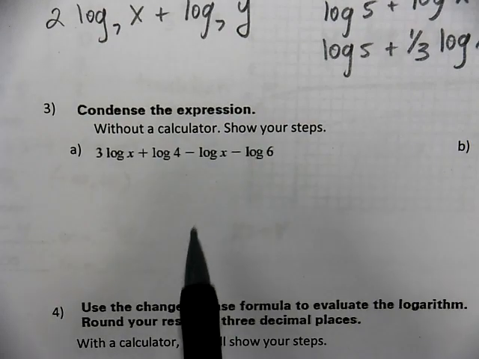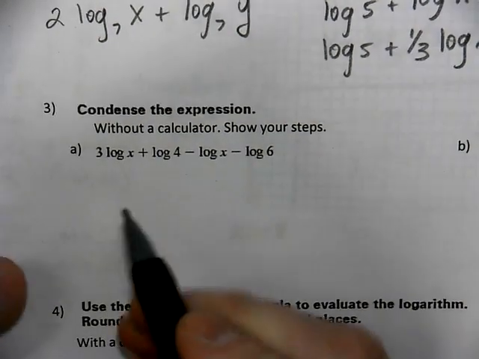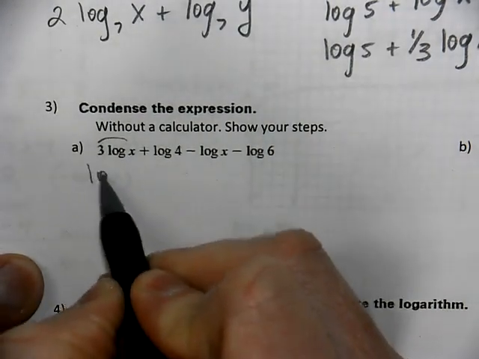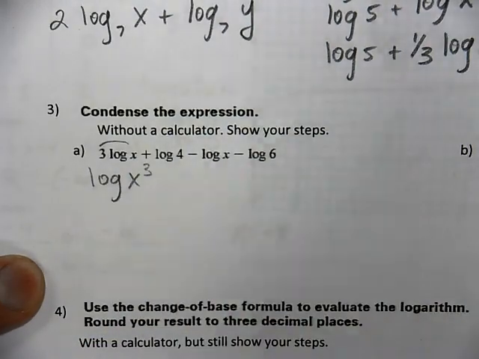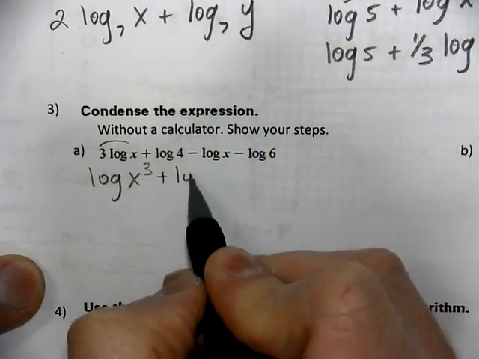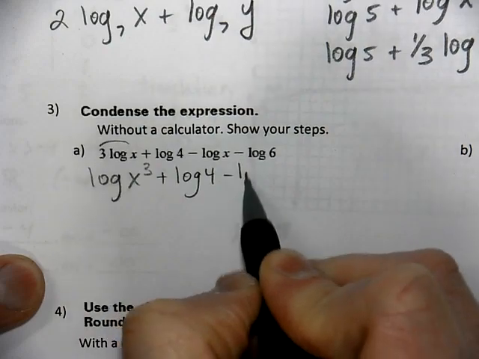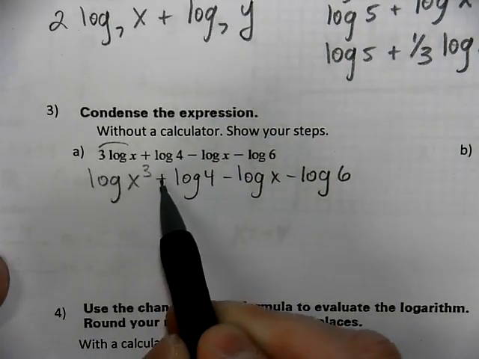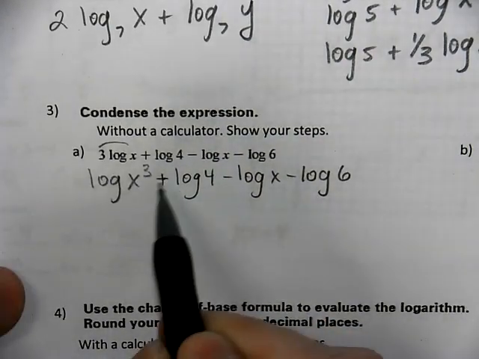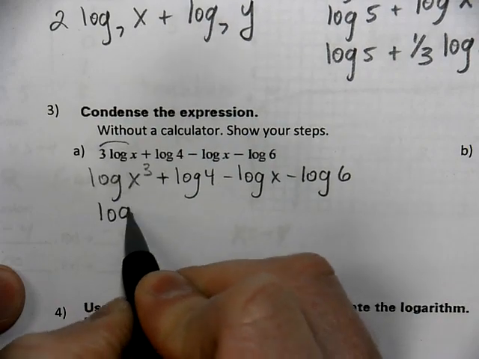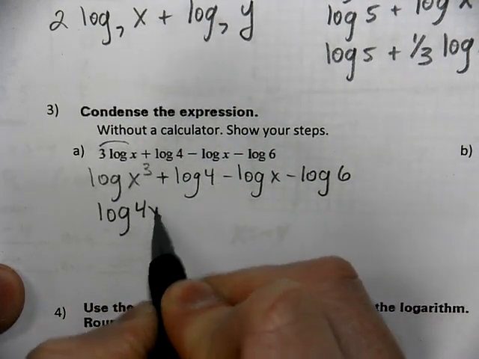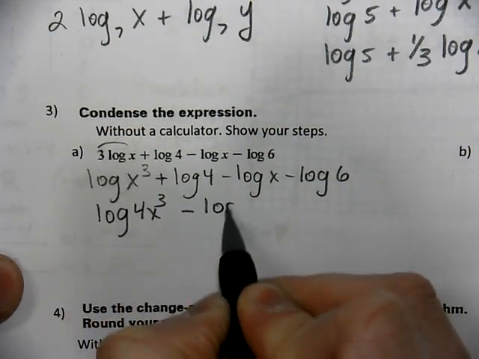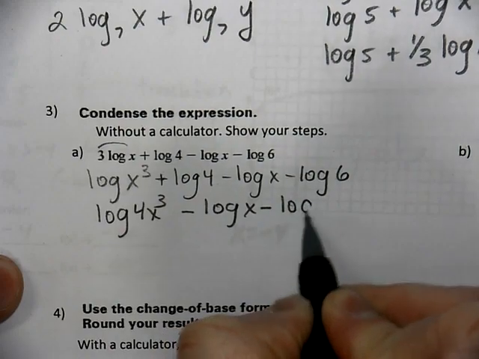Now we're going to condense. We're going to write it with a single logarithm. So I first noticed that the 3 can go up on top of the x as an exponent. Then because we have addition, we're just working left to right, we have addition here, so we're going to say log of 4x cubed, so we brought those two together, minus log of x minus log of 6.